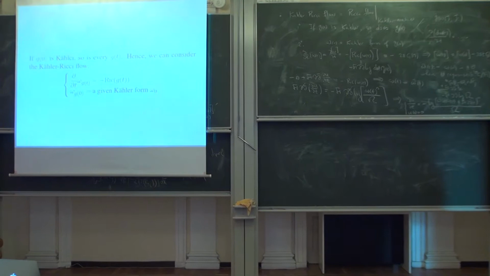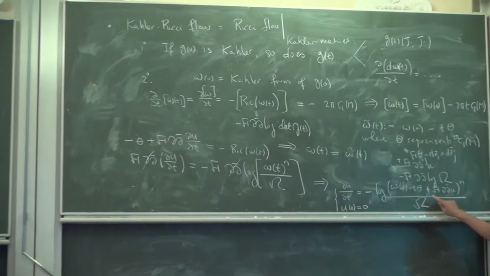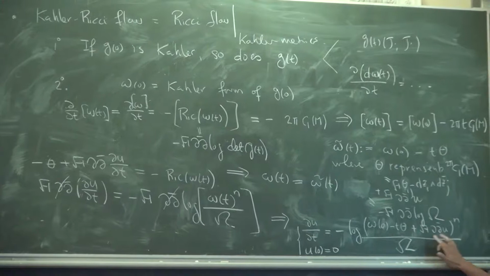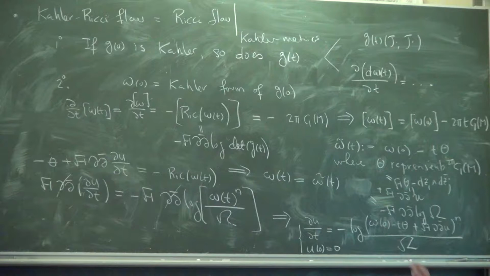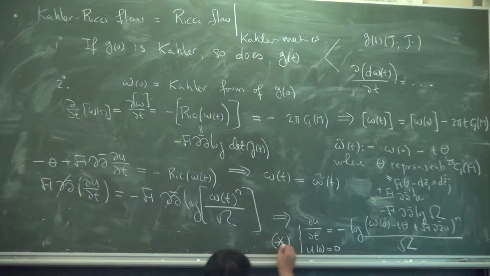Now, this is a parabolic equation, especially when t is sufficiently small. This is positive, this makes sense. It's a parabolic equation. It's a scalar equation, and you can solve it. It's a parabolic scalar equation. So this one, star here, has a solution.